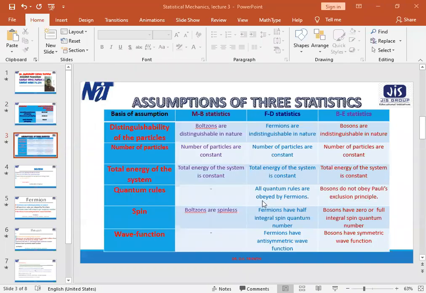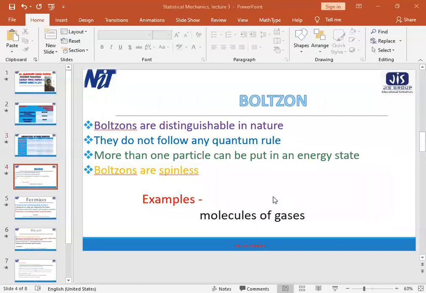So the examples of Maxwell-Boltzmann statistics, that means Boltzons, are molecules of any gas at high pressure. The examples of fermions are electron, proton, and other half integral spin quantum number particles. And the examples of bosons are photons, phonons, all of these.